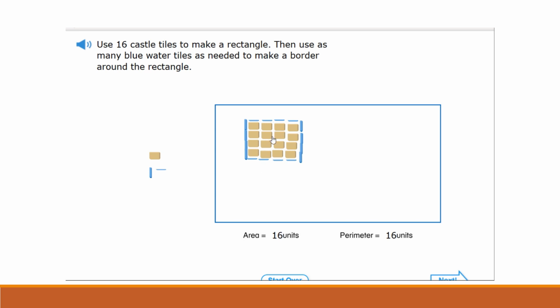I think if we had made it a different shape, we wouldn't have had enough blue water tiles, or maybe we would have had too many. But you can do the visual learning video on Pearson, and then when you get to this, try it. You can try a different arrangement of the 16 castle tiles if you want.